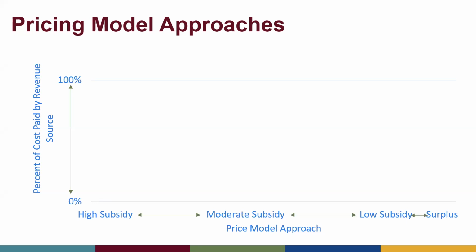This graph shows you a spectrum of approaches, from a high subsidy approach to a low subsidy approach. A high subsidy approach means that your revenue from your contract or from your sponsor is actually covering a very small percentage of what it actually costs you to deliver that service. And if the revenue is coming in as a small percentage of the actual cost, that means some other source of revenue is subsidizing that passenger trip. It could be federal revenue, state, local revenue, as long as that's allowable. That's one approach.